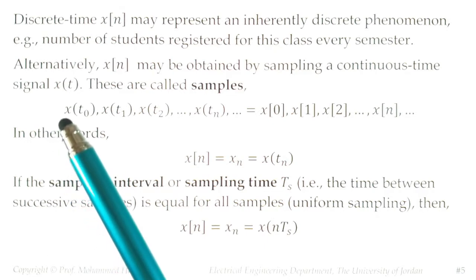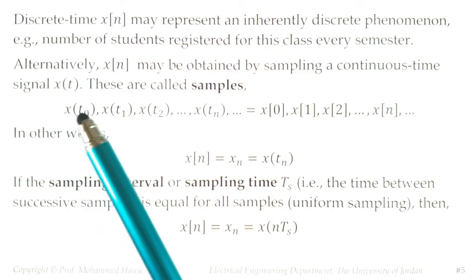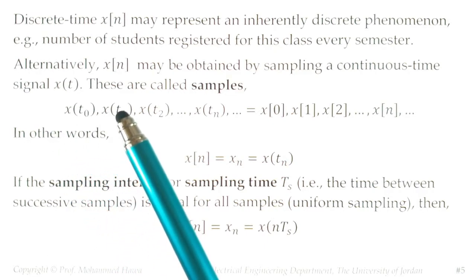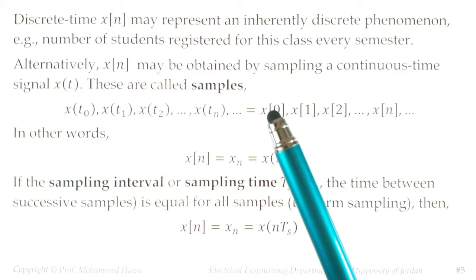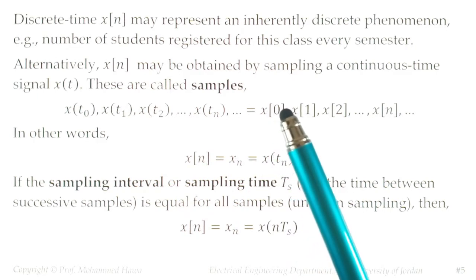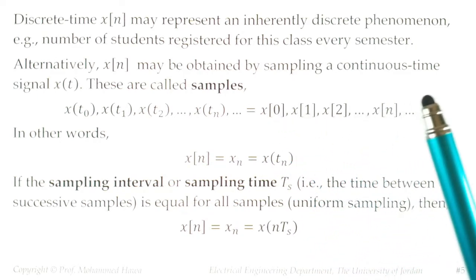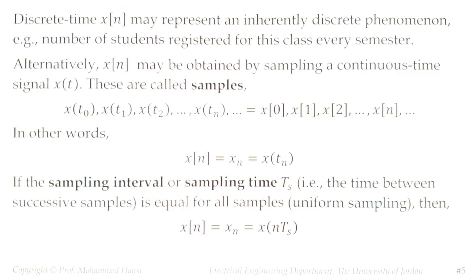So we take x of t at time t naught. And then we take another sample of x of t at time, say, t1. And then we take another sample at time t2, and so on and so forth. And we call those discrete values x of 0, x of 1, x of 2, x of n, and so on. So in a lot of cases, the discrete time signal is actually a continuous time signal that is sampled. We will talk about sampling theory at a later point in this lecture series.